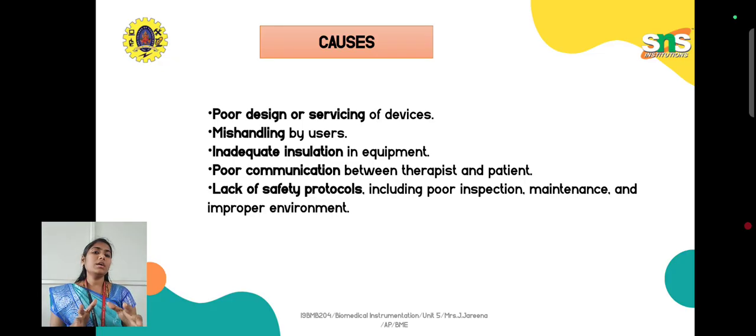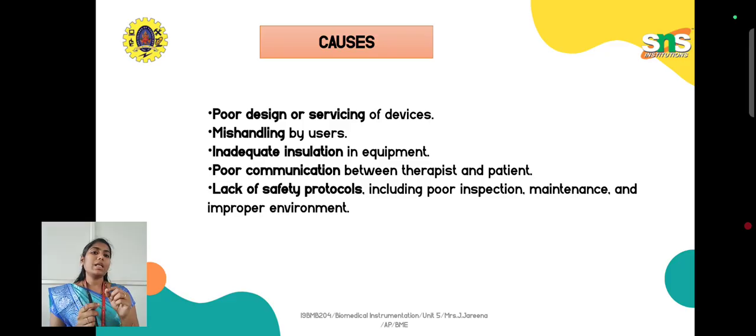So in that case, they unknowingly or knowingly may disturb some settings or electrode placement, or touch a medical device, and automatically the shock will pass into us. So that is the reason the patient has to be educated in such a way, like these are the things happening, so we have to be very careful when certain readings are to be recorded. So proper communication has to be made between therapist and patient to avoid current shock happening because of this reason.